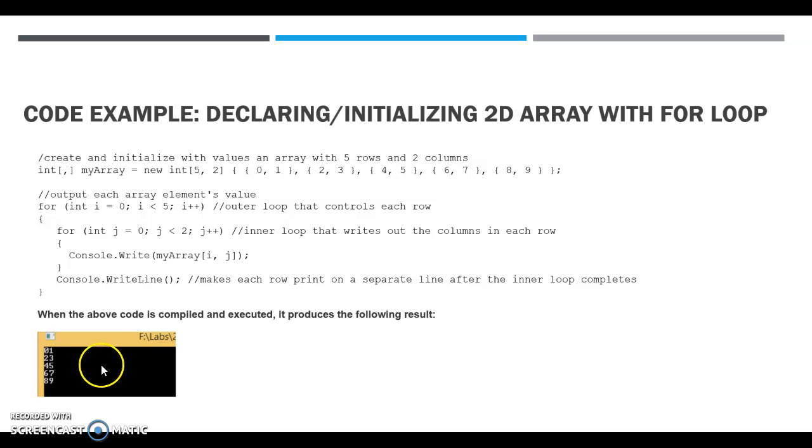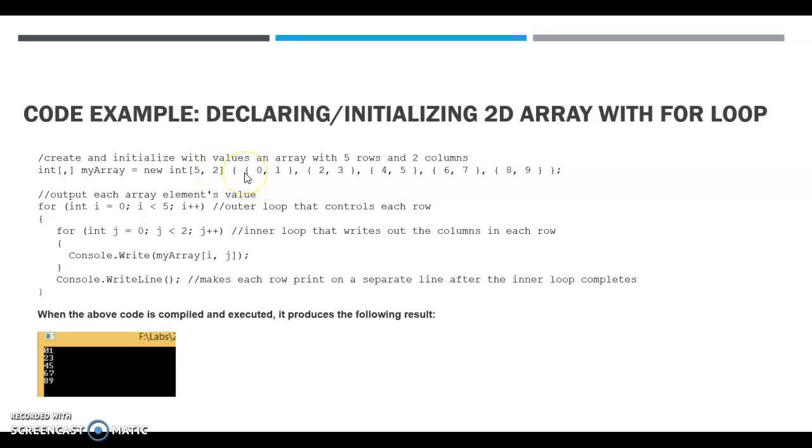So let's take a look at the output here. We have a 2D array. Each of these numbers represents a piece of data inside the matrix of the array. In my code, this is an integer array. I created a 2-dimensional integer array of 5 rows and 2 columns. So I have 5 rows of 2 columns.